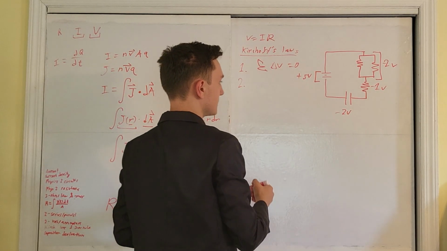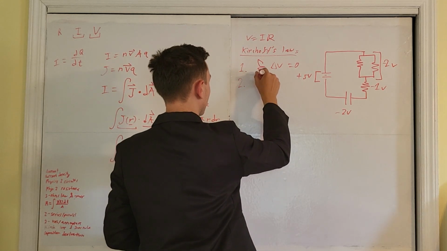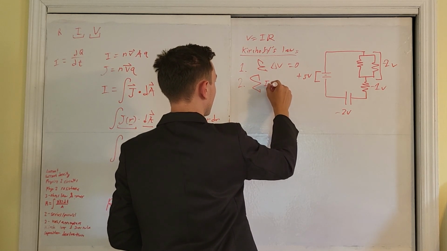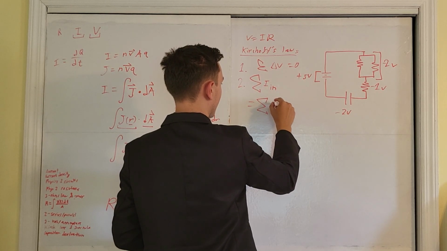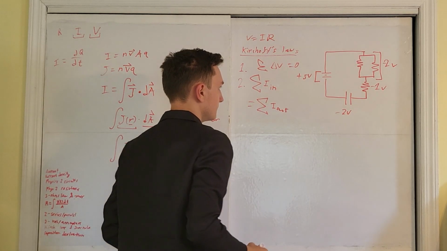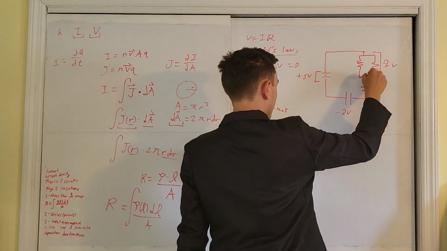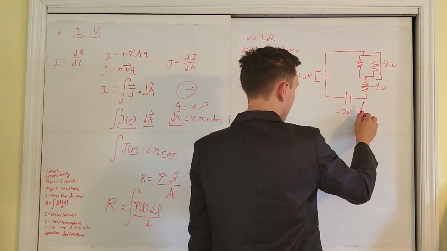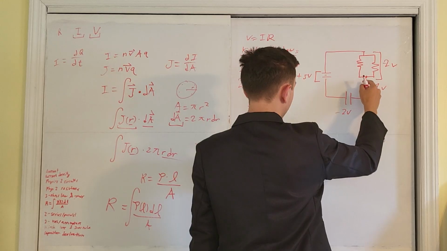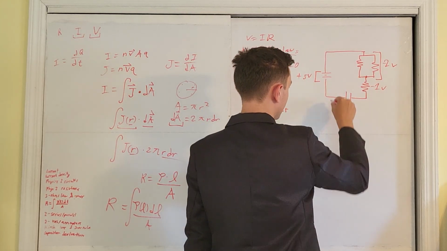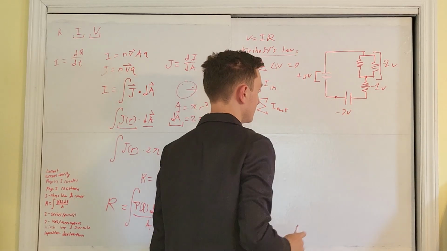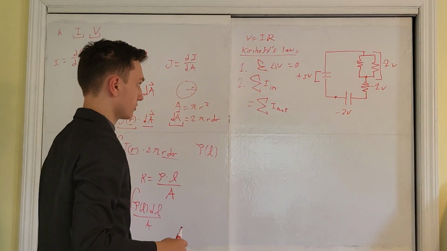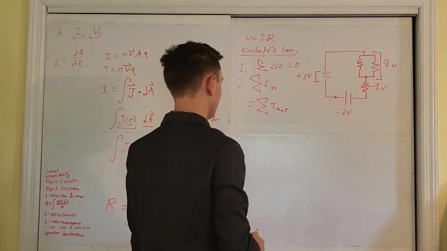Second law is the junction law. It means that all the current flowing into a junction must equal all the current flowing out of a junction. Okay, this is an example of a junction. All the current flowing in must either go to the left or to the right. This is an example of a junction. All the current flowing in must flow out. Conservation of electric charge. Current in must equal current out.